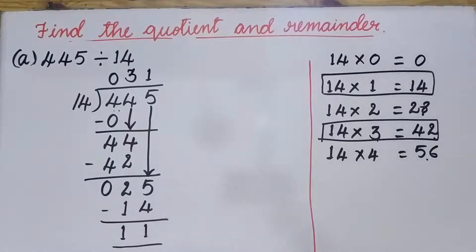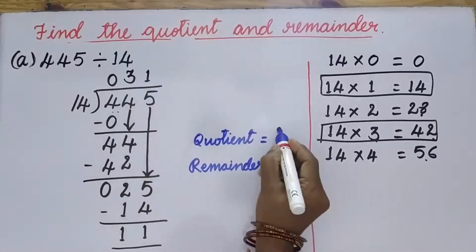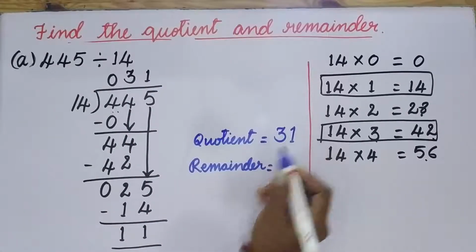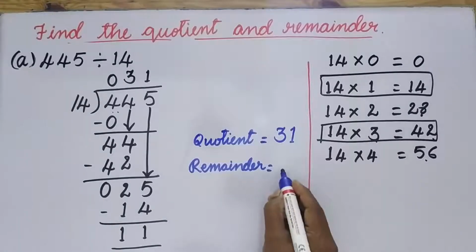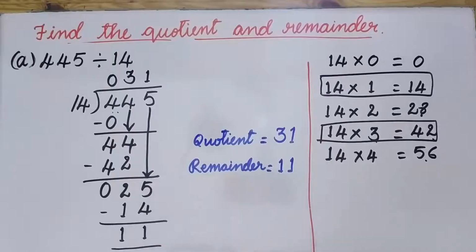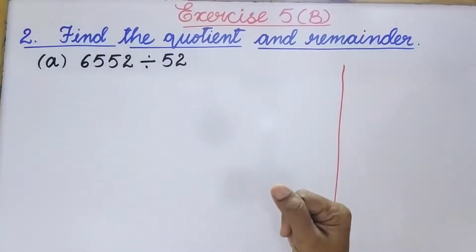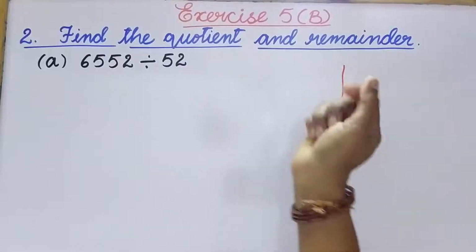Okay. So what is the quotient here? Of course, quotient is 31. What about remainder? Remainder is 11. Alright, hope you understood. Pause the video and copy it in your classwork. Now open your textbook, and in that we are going to solve a few sums of exercise 5B.